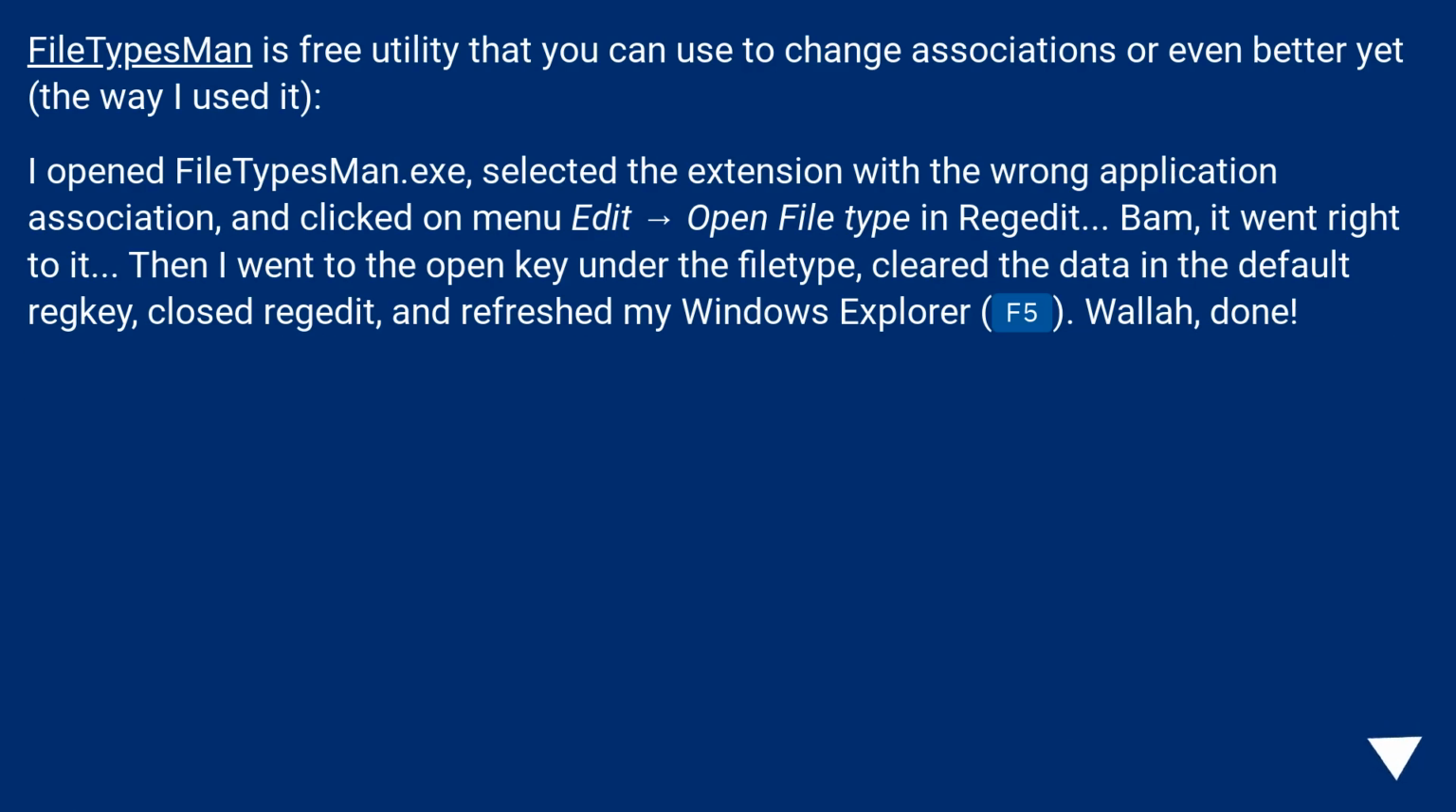FileTypesMan is a free utility that you can use to change associations, or even better yet, the way I used it. I opened filetypesman.exe, selected the extension with the wrong application association, and clicked on menu Edit, Open File Type in Regedit. Bam! It went right to it. Then I went to the Open key under the file type, cleared the data in the default reg key, closed Regedit, and refreshed my Windows Explorer, F5. Voila, done.